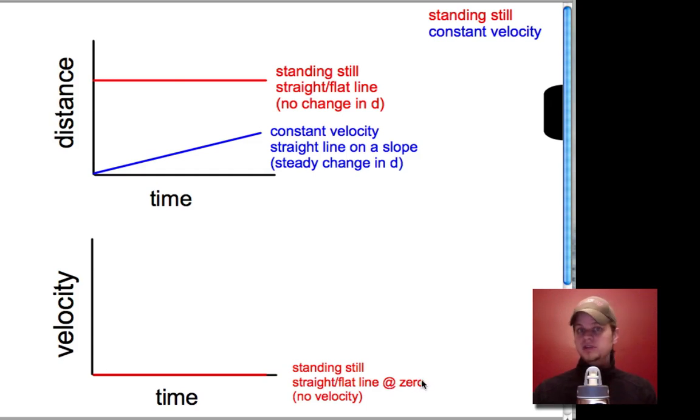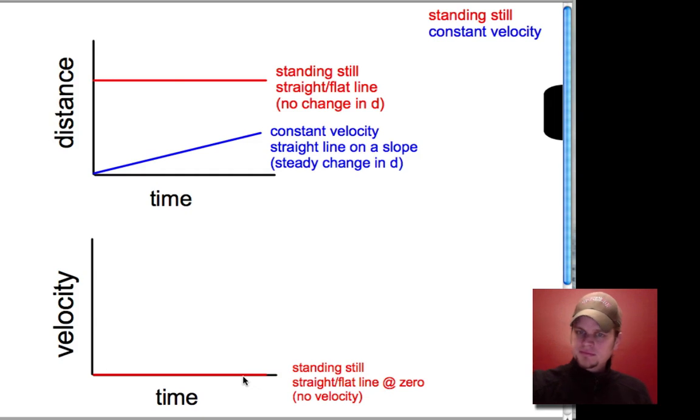So if you're graphing velocity, first ask yourself, is it moving? In other words, does it have a velocity? And if the answer is no, then it's a line at zero. There is zero velocity. So for something standing still, the distance graph is straight and flat, and the velocity graph is straight and flat and at zero because there is no velocity.